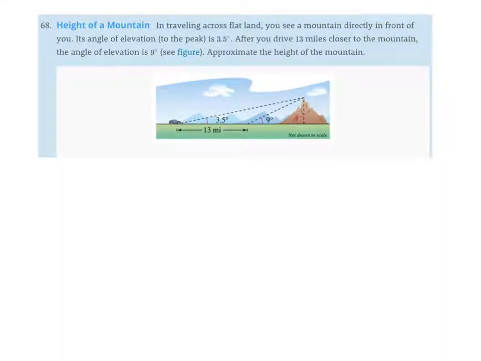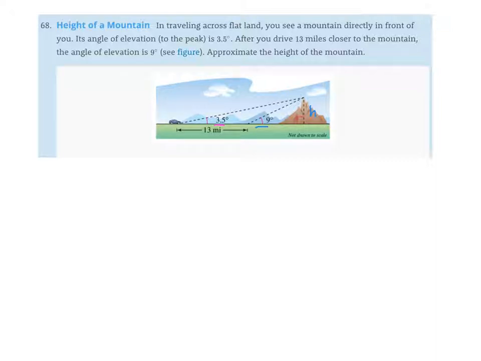So here's the height of a mountain, number 68 in homework 4.3b. In traveling across a flat land, you see a mountain directly in front of you. Its angle of elevation to the peak is 3.5 degrees. After you drive 13 miles closer to the mountain, the angle of elevation is 9 degrees. So we want to approximate the height of the mountain, so I'm going to call that h.